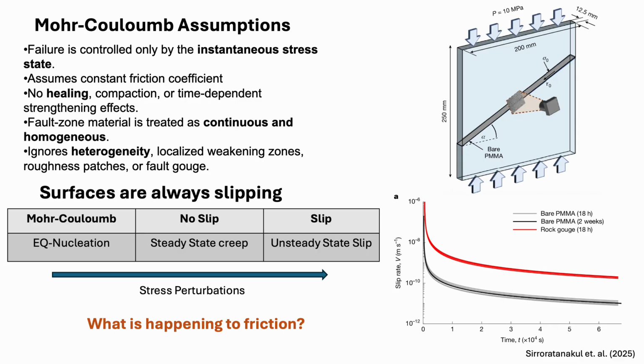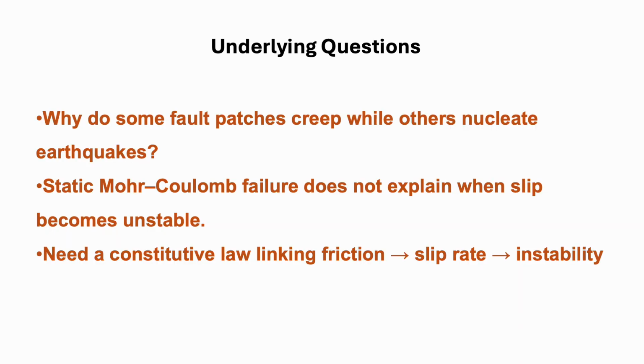And we will try to understand how stress perturbations cause a system like a fault to change from a steady state creep domain to an unsteady state slip situation. And we will also understand how the evolution of friction due to these stress perturbations with time changes the condition of the fault from a steady state creep to unsteady state slip. So what happens to friction? That is the underlying question.